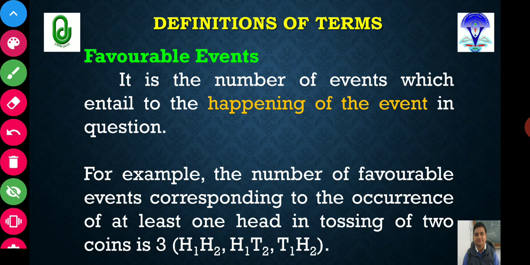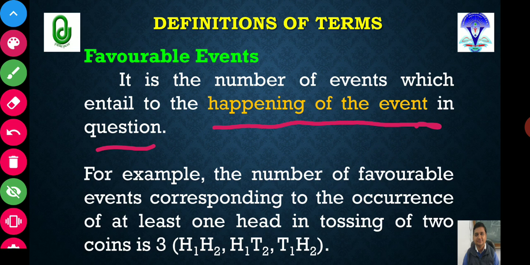Now, what are the favorable events? Favorable events are the events under inquiry, an event about which you want to know. It is the number of events which entail the happening of the event in question, that means the one about which you are inquiring. Suppose a coin is tossed and you want to know the probability of happening of head. Then head is a favorable event. There will be a chance of tail also, but since you want to know the probability of head, it is called the favorable event.